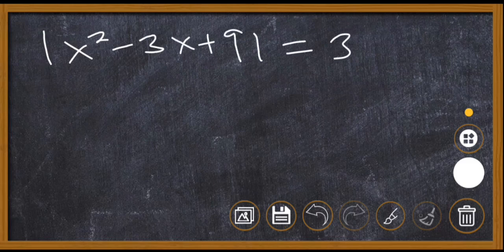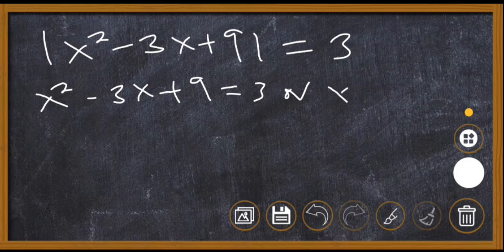So for you to solve this expression, it's very simple. You simply have to write the positive and negative of this, like we have been doing. So in this case, it has to be x squared minus 3x plus 9 equals 3, or x squared minus 3x plus 9 equals negative 3, right? Yes, negative 3. So you have to solve this and this.